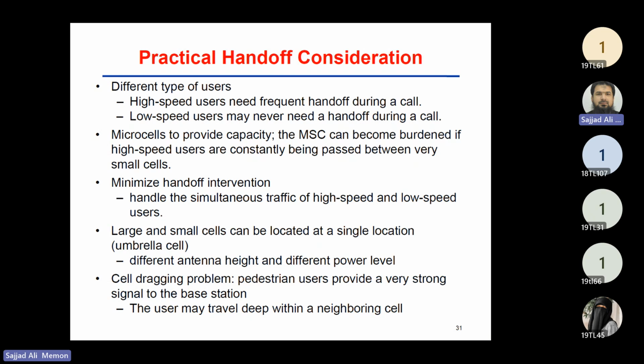Those cells with higher height than the other cells are responsible for the high speed users' handoff. Because we should not give this responsibility to the cells which are not high from the ground. Their main purpose is to provide services to the dense population located around them, to provide capacity. But the handover will be provided by the tall base station, which we call the umbrella cell. So in that we can have the cell dragging problem, where pedestrian users provide a very strong signal to the base station. The user may travel deep within a neighboring cell.